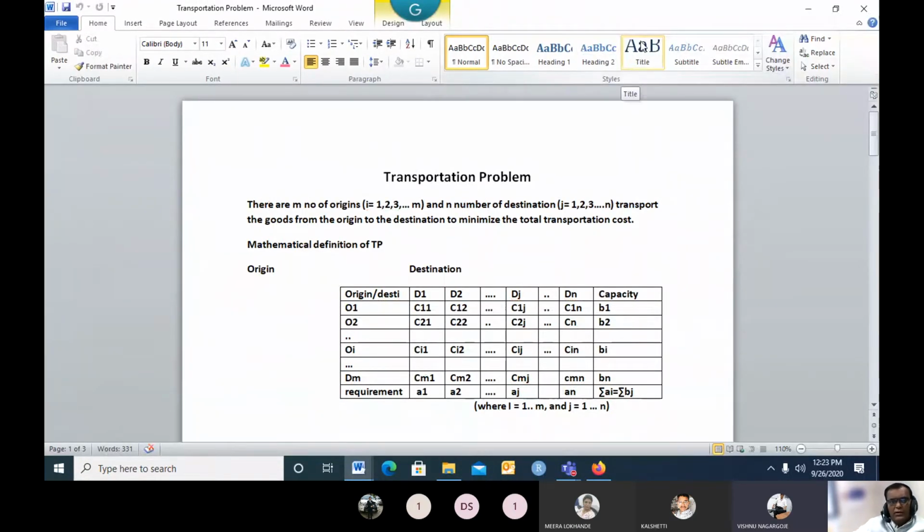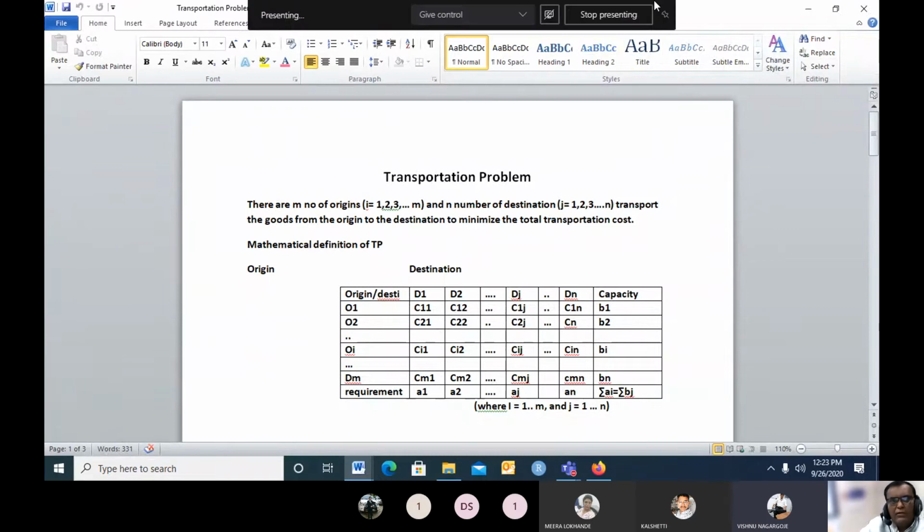Okay. Quick revision. We have a quick revision of the transportation problem. The definition of the transportation problem: as I told you, the transportation problem deals with transporting goods from origin to destinations. In our example, we have taken the origin as a factory and the destination as a warehouse. Transfer the goods from warehouse to the factory or finished goods from a factory to the warehouse. How much cost is to be incurred? That cost matrix is already given. That is our problem.